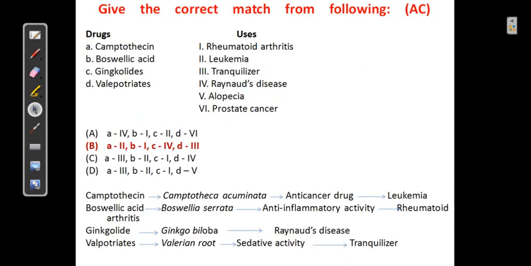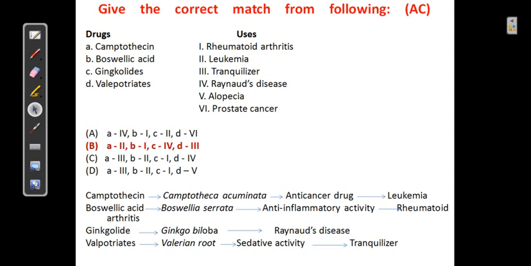Next one, give the correct match from the following. Drugs and their uses. Camptothecin. Camptothecin is an example of an alkaloid obtained from Camptotheca acuminata, which is an anti-cancer drug. So it is used in leukemia. Leukemia is a cancer of WBC, white blood cells.